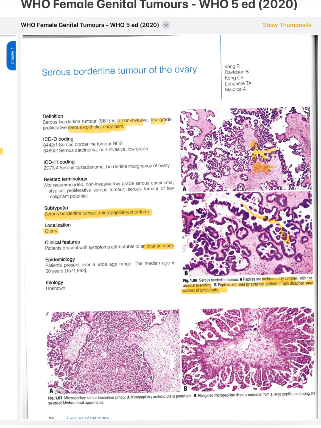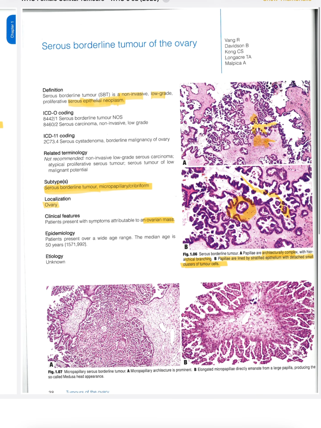So we have these papillae. This is a papilla, and these clusters are detached. So this is serous borderline tumor. In this photomicrograph we can see micropapillary, meaning there will be small papillae. And in this one we have elongated micropapillae directly emanating from a large papilla, producing the so-called medusa head appearance. This is a large papilla, we can see the fibrovascular core, and we are seeing multiple micropapillae originating from here. So this is called medusa head appearance.